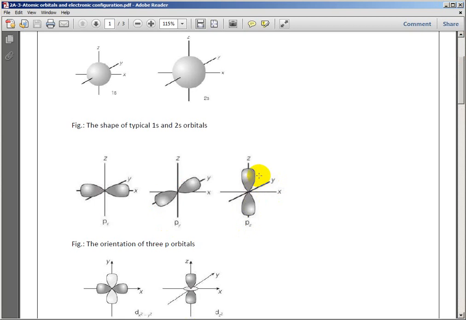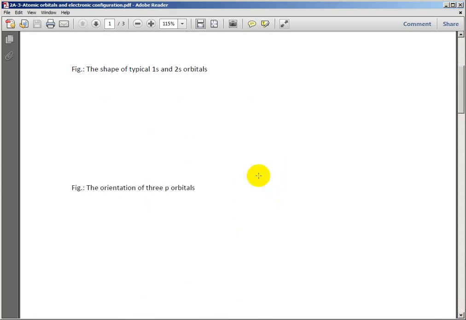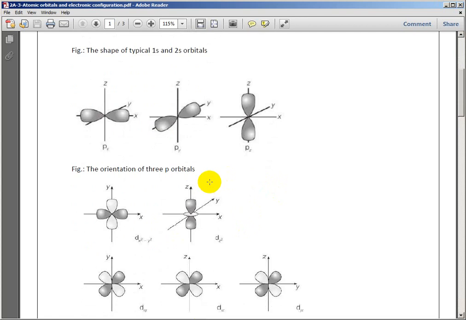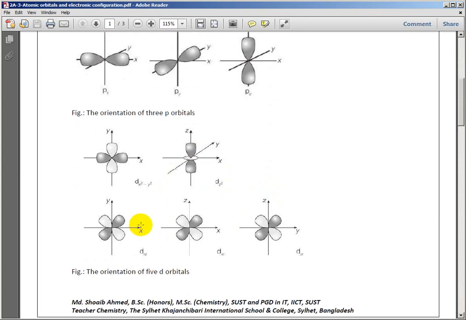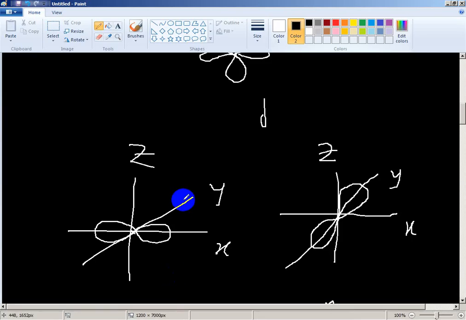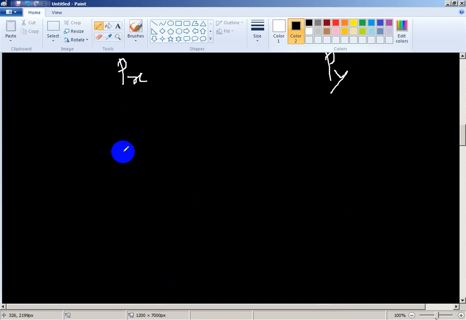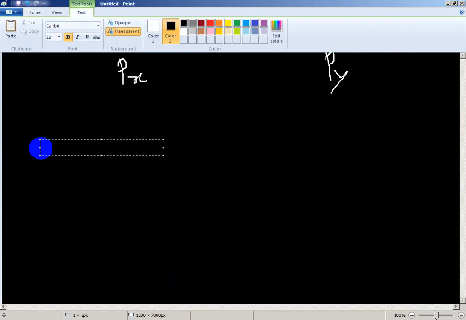Now d orbital. Look, the shape and orientation of 3. These are the 5 d orbitals. There are 5 d orbitals.